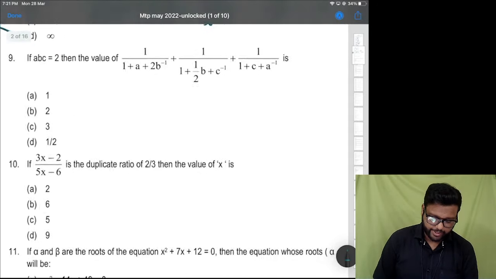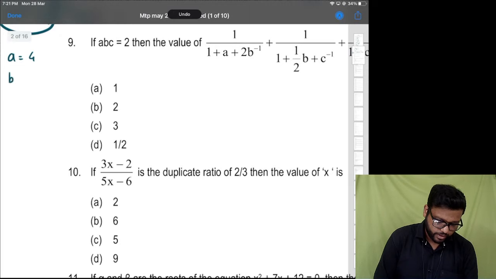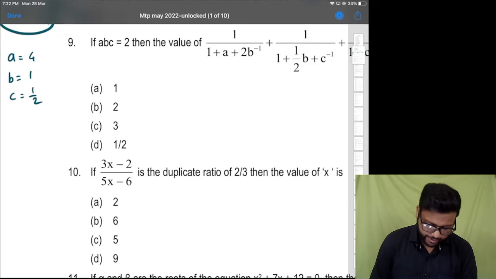You know, this is right. I mean, again we can assume the same thing. ABC is equal to 2, so let's assume A as maybe 2, or maybe A as 4, B as 1, C as half. Okay, 4 into 1 is 4, 4 into half is 2, right? A into B into C is 2. So let's find this value.